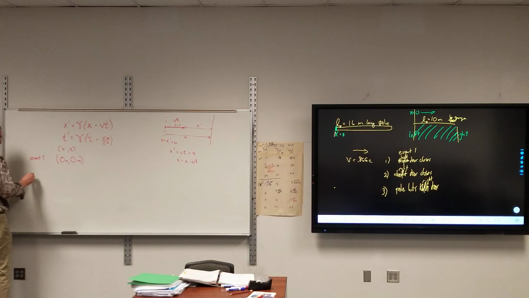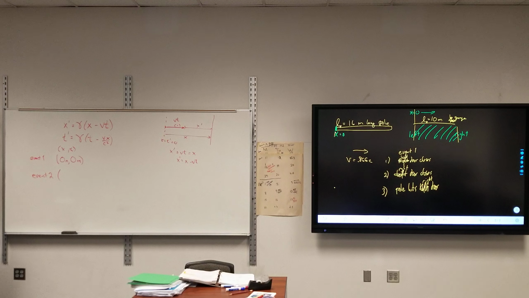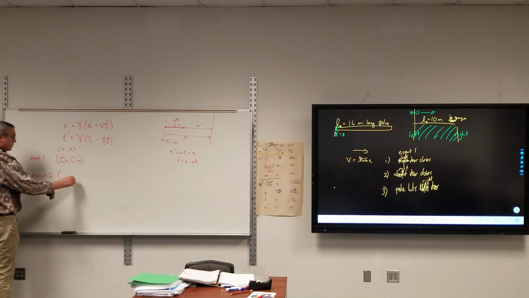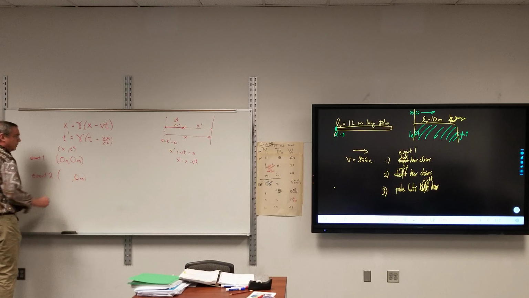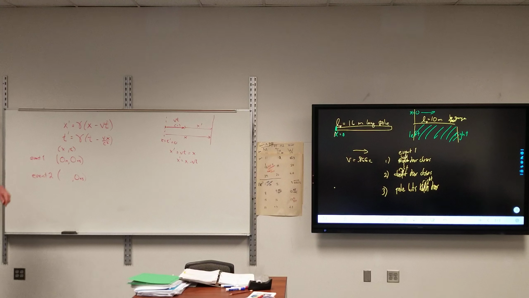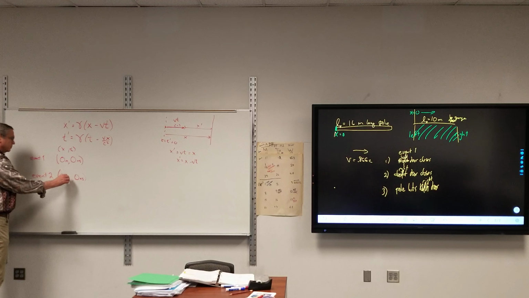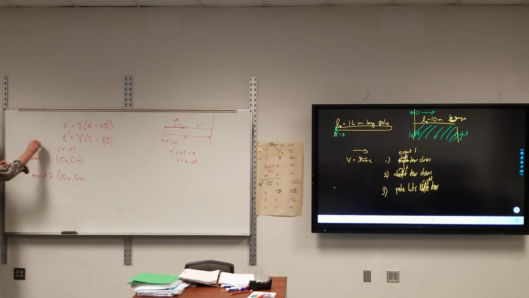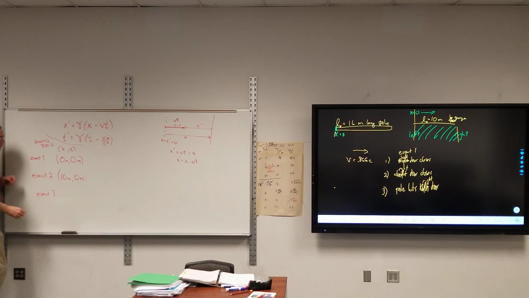Event 2. Well, the right door closes when the left door closes from the barn's point of view, so that happens at 0 nanoseconds. And the distance is, well, 10 meters. This is the barn's point of view. And then event 3, got to do a little bit of math here.